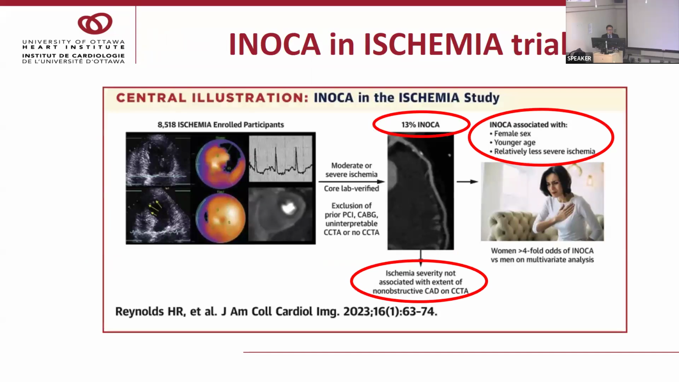This is the data from the ISCHEMIA trial. Among patients with moderate or severe ischemia, the prevalence of INOCA was 13%. They have shown that INOCA was associated with female sex and younger age. Interestingly, the severity of ischemia was not associated with the extent of atherosclerosis on coronary angiography or coronary CT angiography.